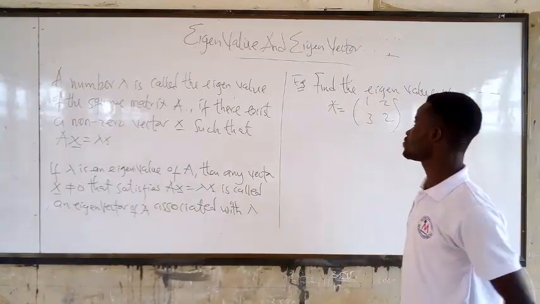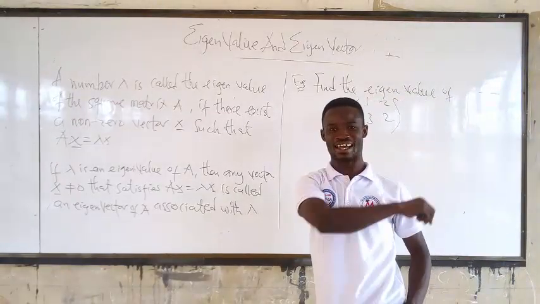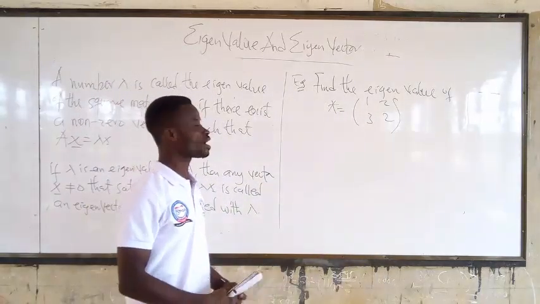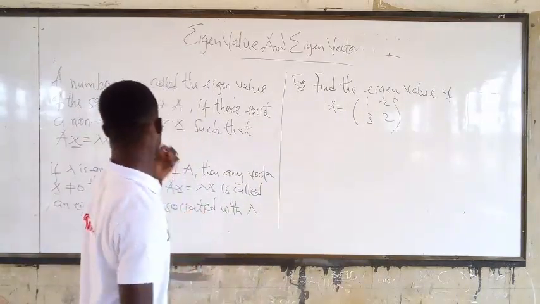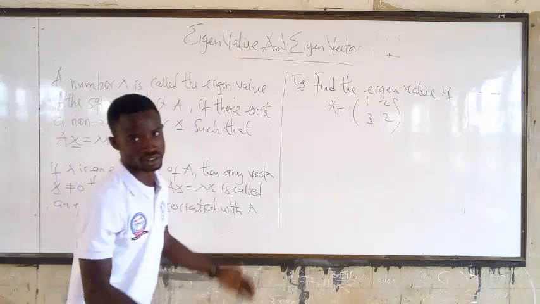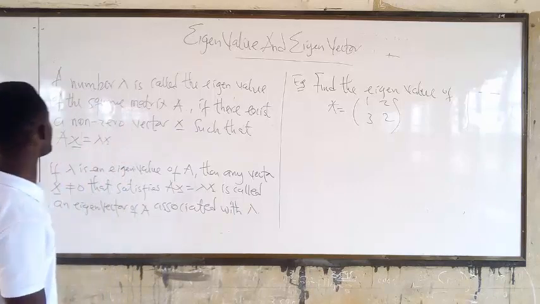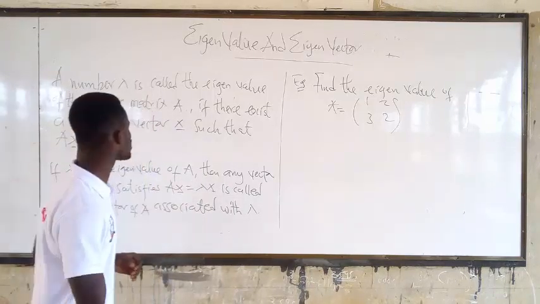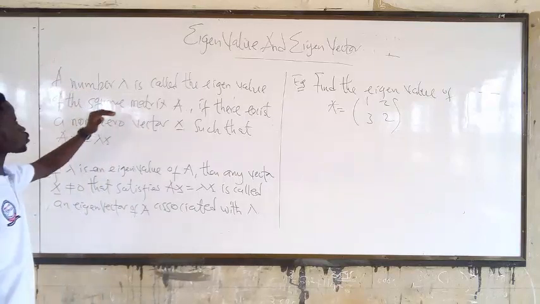Welcome back. Eigenvalue and eigenvector. That's our last topic to look at under linear algebra. Alright, so now eigenvalue and eigenvector. Good. So a number lambda is called the eigenvalue of the square matrix.